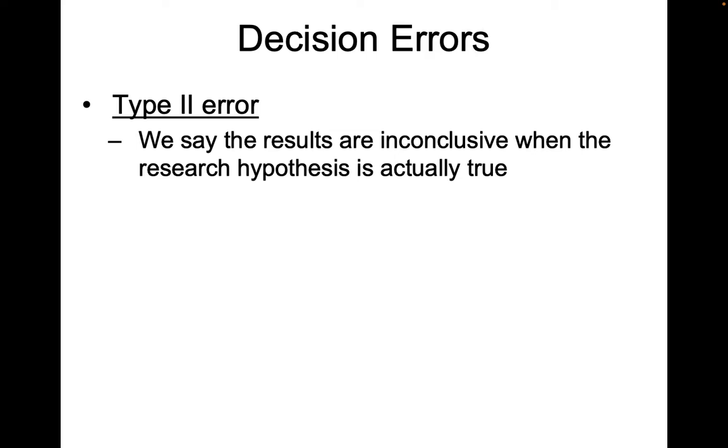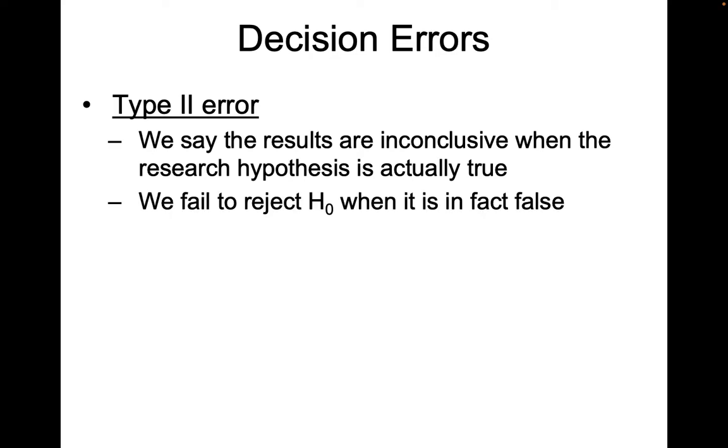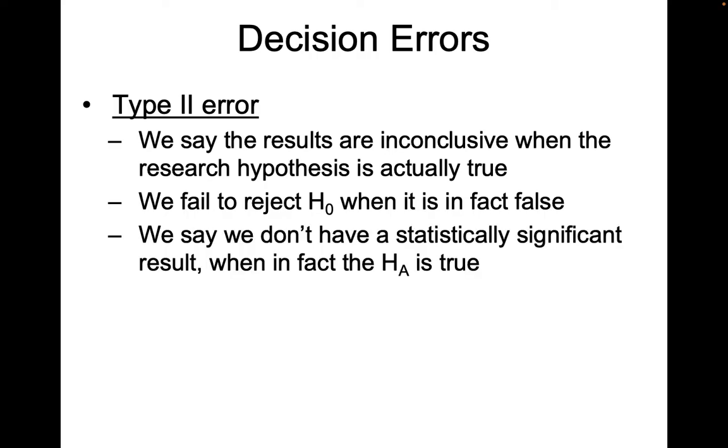Now, a type 2 error, on the other hand, is when we say that the results are inconclusive when the research hypothesis is actually true. Another way of saying this is that we fail to reject the null hypothesis when, in fact, the null hypothesis is false. Yet another way of saying this is that we say we don't have a statistically significant result when, in fact, the research hypothesis is true.